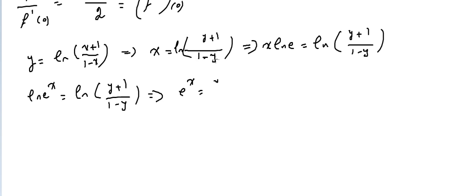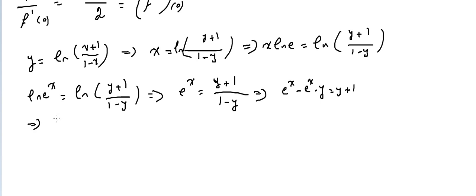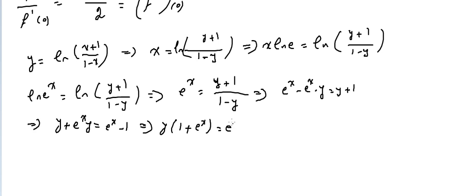I substitute y instead of x and x instead of y. Multiplying x with ln e, which is equal to 1, x times 1 is x, and we change x ln e to ln e to the power x, to remove the ln from both sides to get e^x = (y+1)/(1-y). Then we do cross product: e^x - e^x y = y + 1. Taking y to the same side, we get y + e^x y = e^x - 1. This implies y(1 + e^x) = e^x - 1.